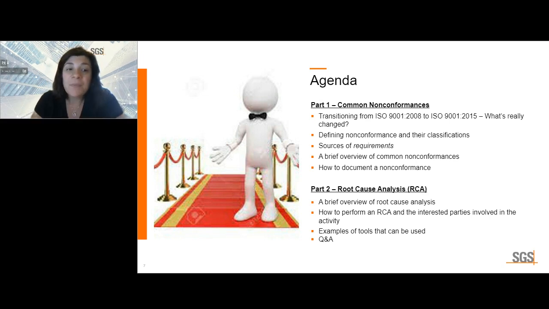that terrain. Part two, which is root cause analysis, we're going to do a very brief overview of root cause analysis, how to perform an RCA, and the interested parties that are involved within the activity. And in addition, we're going to be looking at some examples of tools that can be used.